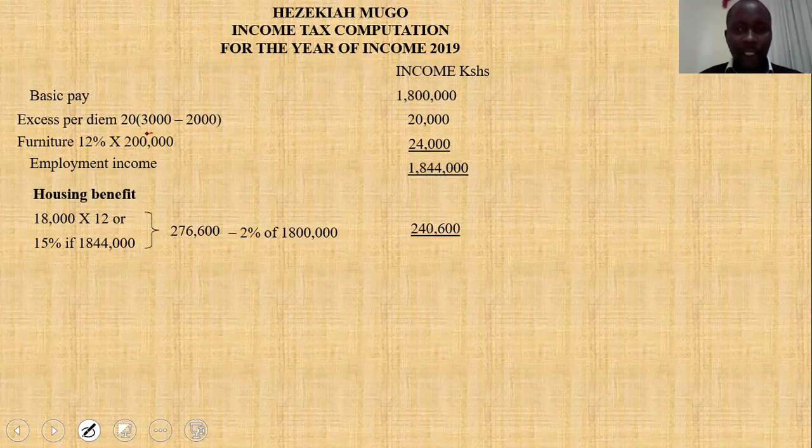240,600. Please don't make a mistake of calculating the value here, which is around, I don't know, 216,000, and then you compare that value with 240. The comparison is done at this stage. At this stage, you compare. Then after you have compared and picked the higher, that's when you less the nominal rent. We call it nominal rent.